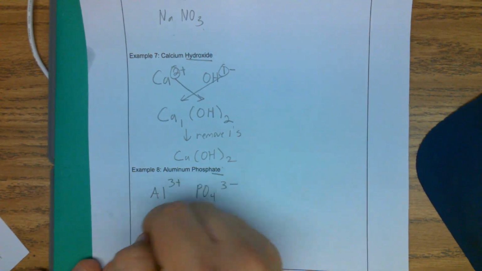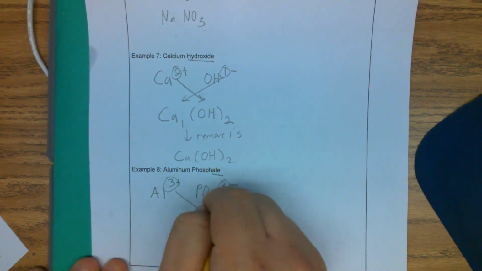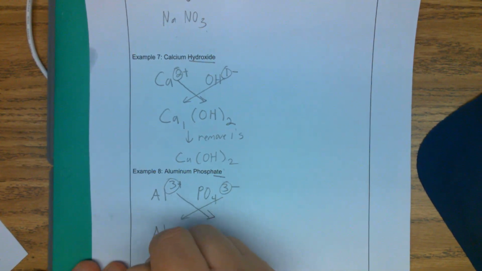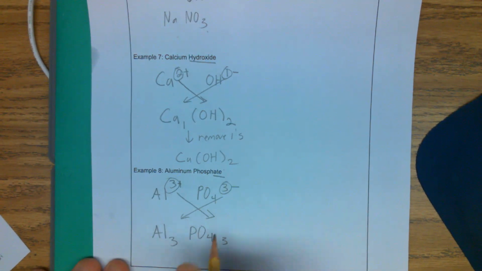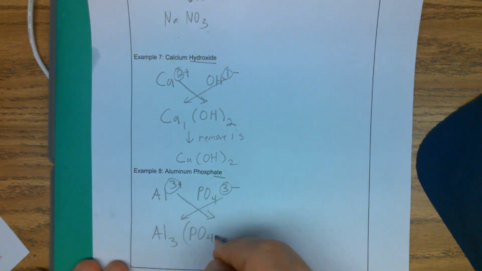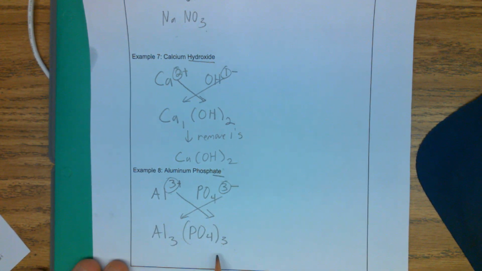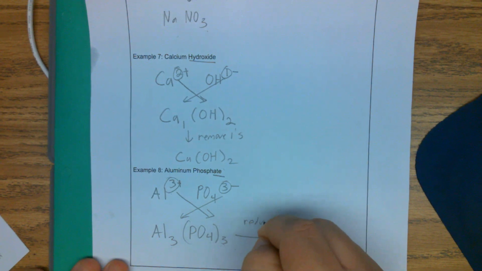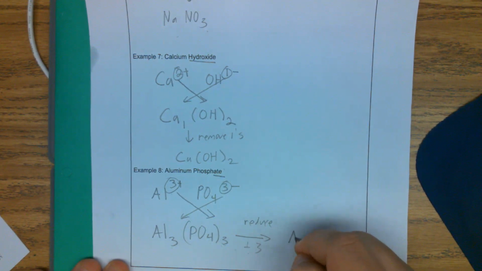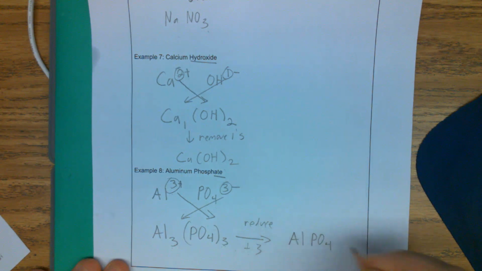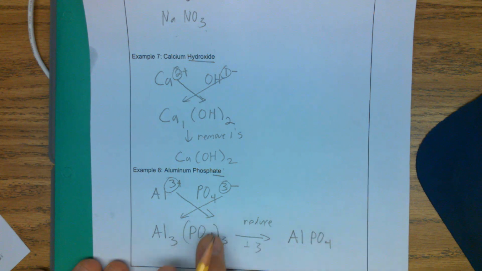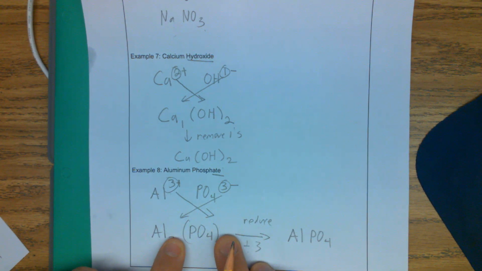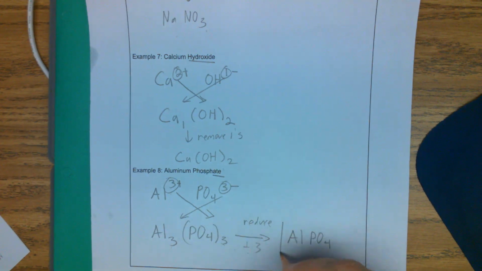So what we'll end up getting is, again, we're going to use our crisscross. So we have Al, the 3 comes down here, and then PO4, the 3 comes down here. But we want to put parentheses because this looks like 43. We only want 3. All right, and then we can reduce this. We know they're both 3, so we can reduce or divide by 3. So we'll end up with AlPO4. And that's our correct answer. So we can get rid of the parentheses around this when we get rid of the 3. So getting rid of these, we don't need the parentheses. That'd be our answer.